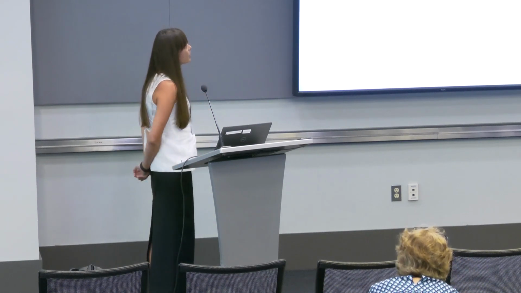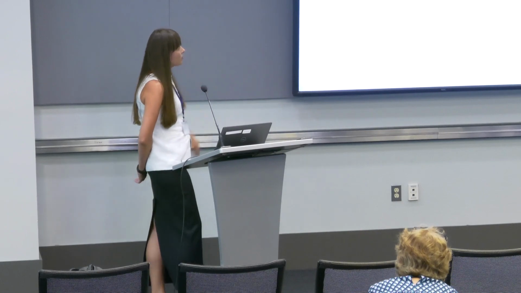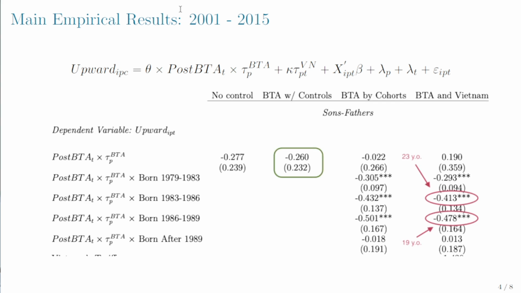Okay, so now let me give a little more detail on the main exercise of the paper, where they look at the effect of the increase in export exposure on upward mobility. If we go to the results, and I'm putting sons and fathers here, the results are very similar for mothers and daughters. What we can see is that if we take the overall population, the result goes in the right direction, but it's insignificant.